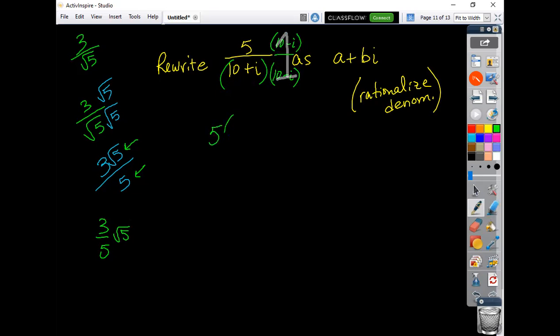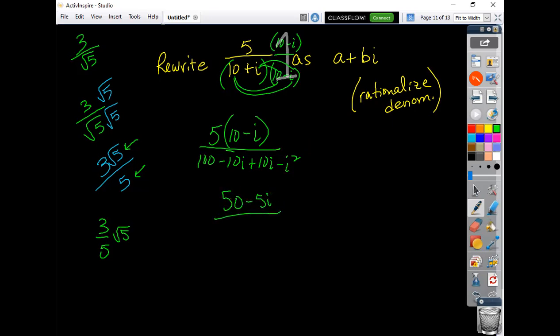So I've got 5 times the 10 minus i in the numerator, and what happens in the denominator? See these conjugates? Should turn it into a real number. 10 times 10, 100, minus a 10i, plus a 10i, and minus an i squared. When you FOIL all those parts out, there's your minus 10i, there's your plus 10i, and there's your minus i squared. So we've got 50 minus 5i all over. Middle 2 with the i's cancel each other out in conjugates. So I've got 100 minus, do you remember i squared was negative 1? So that's 101 on the denominator.